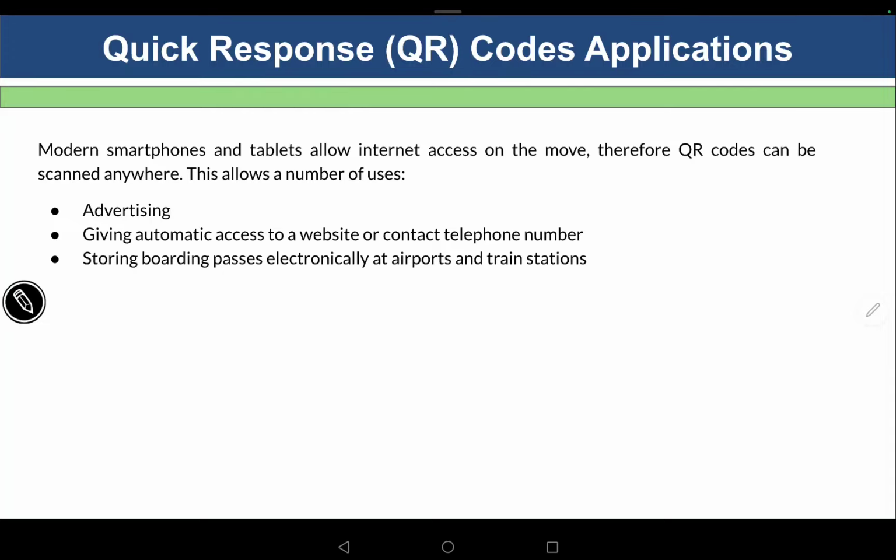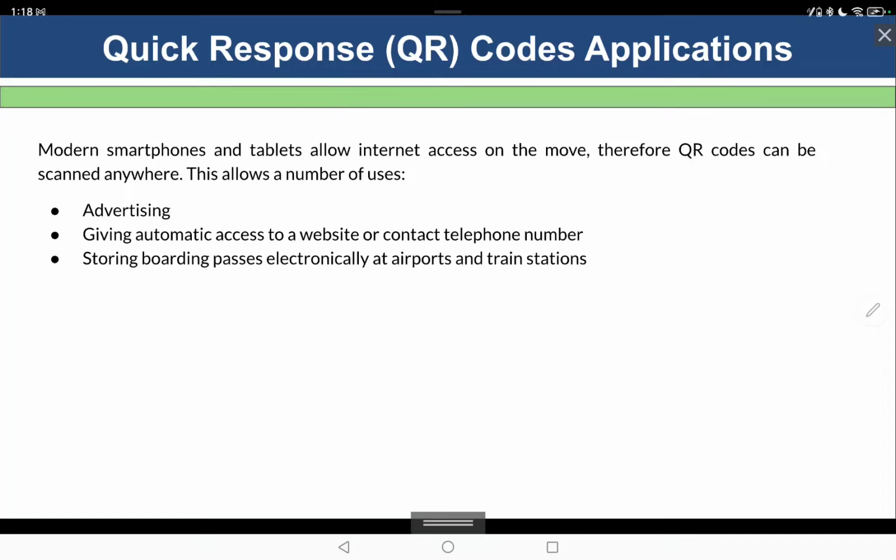Now let's look at application of QR code. Thanks to smartphones and tablets, QR codes can be scanned anywhere, and common examples of these are advertising, giving automatic access to a website or contact phone number, and storing a boarding pass electronically. Now when you go to the airport, you can just present your QR, and this will be used to allow entrance.